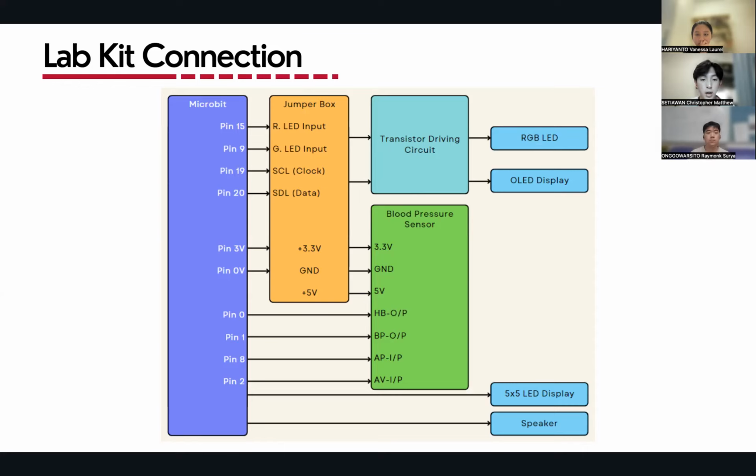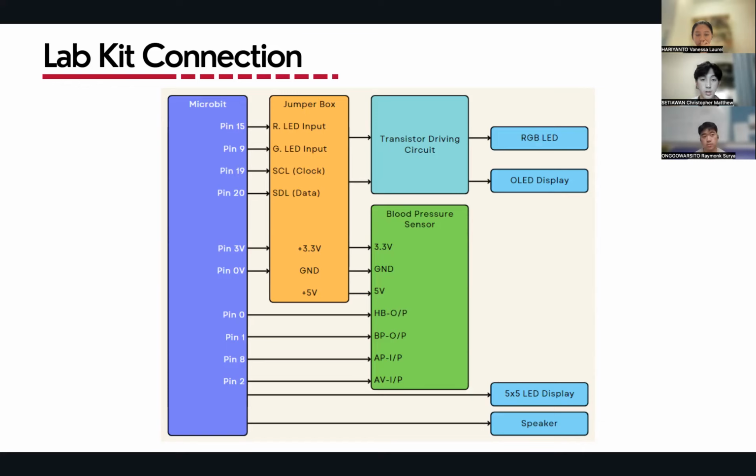Also, pin 19 is connected to the serial clock line, and pin 20 is connected to the serial data line. The serial clock line, or SCL, and the serial data line, or SDA, are used to power the OLED display. Next, the 3V pin in the micro:bit is connected to the +3.3V in the jumper box, and the 0V pin is connected to the GND in the jumper box.